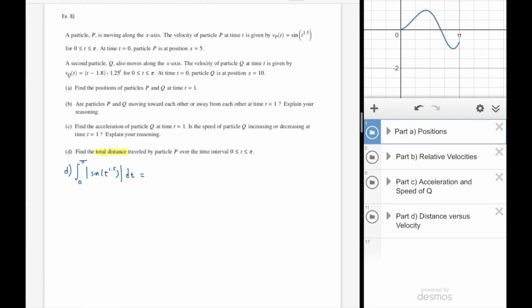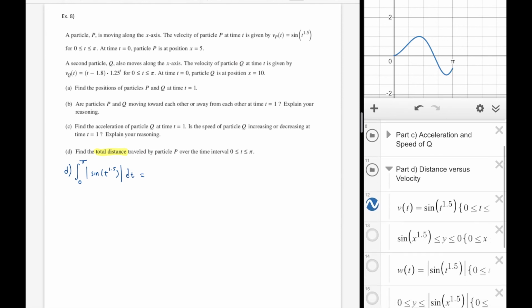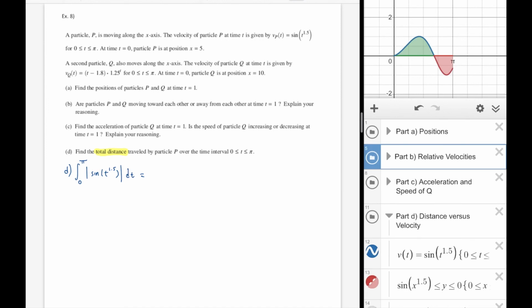Now, if I just look over on the right side, there's the graph of that function, sine of t to the 1.5. Sometimes we're moving in the positive direction. You can see from 0 to maybe 2 something. And then as we approach pi, we're going to have a negative velocity. So we're going to be moving to the left. So what's happening here is the integral, just on its own, would be that net change. We're moving farther to the right with that green section and then to the left.